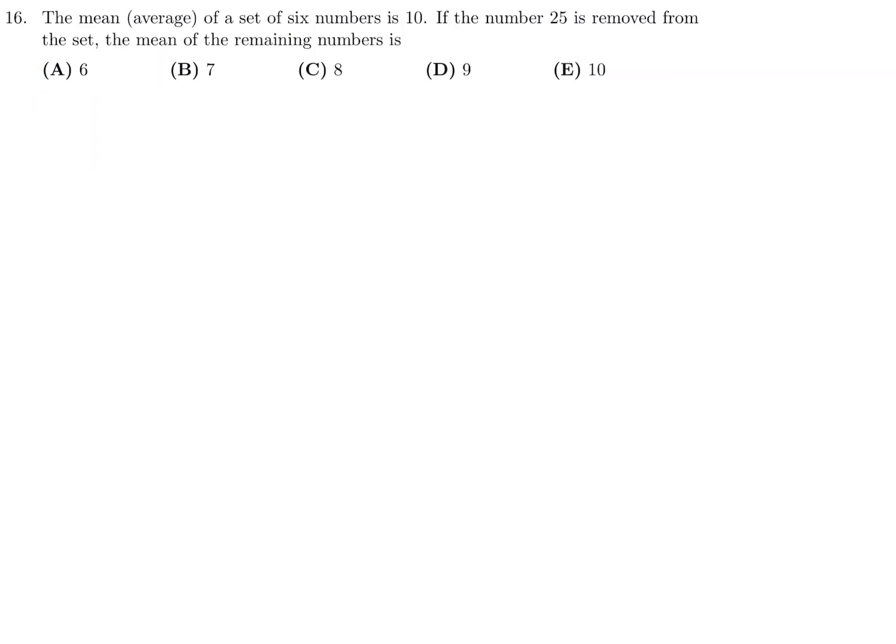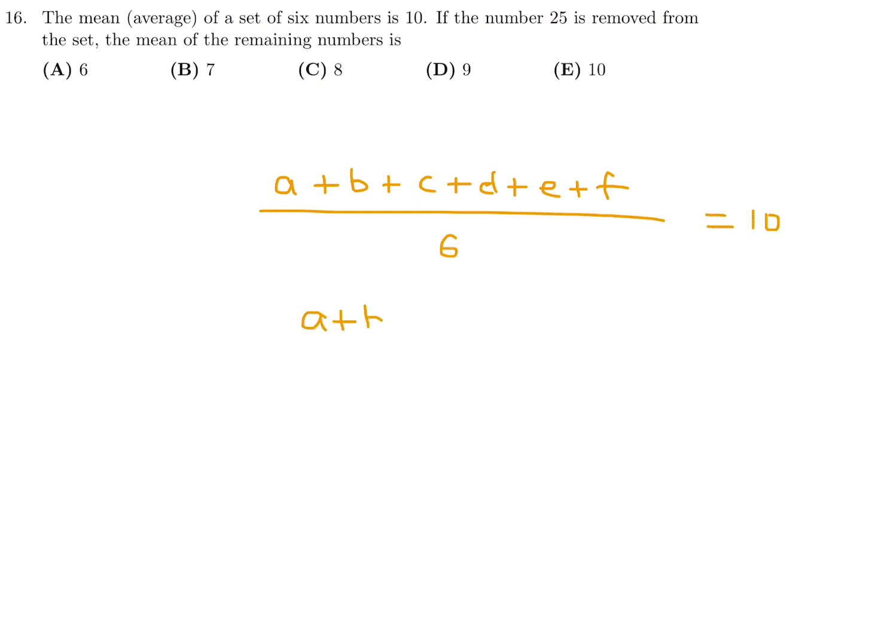The mean of 6 numbers is 10. If 25 is removed from the set, the mean of the remaining numbers is, well, let's call them A, B, C, D, E, and F. And that mean, if you divide by 6, they're saying is 10. So that means the sum, A, B, C, D, E, F, all that, is equal to 6 times 10, which is 60. Now I'm going to call one of these 25. I'll just say that this guy is 25.